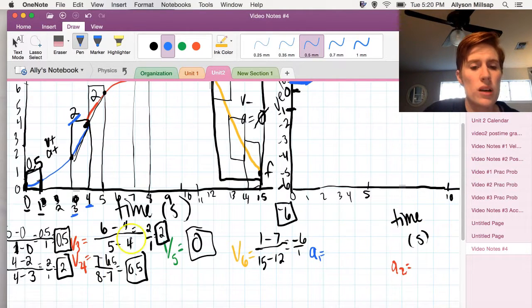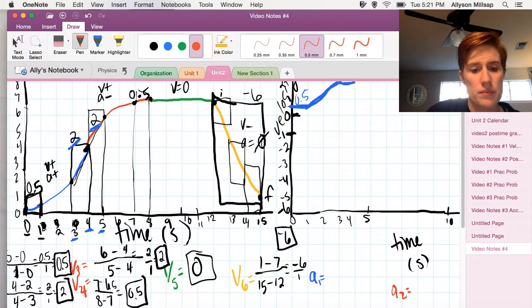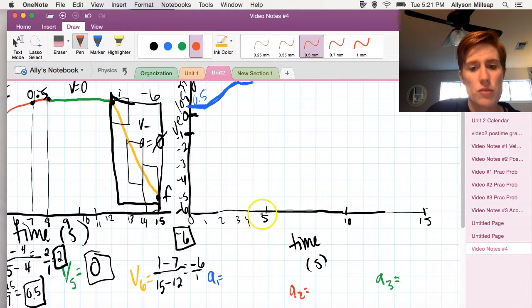Next, my third point, I was going 2 meters per second in between seconds 4 and 5. So look here, between 4 and 5, right here, I was going 2 meters per second. I'm going to put this in red. So between 4 and 5, right here, I was going 2 meters per second.